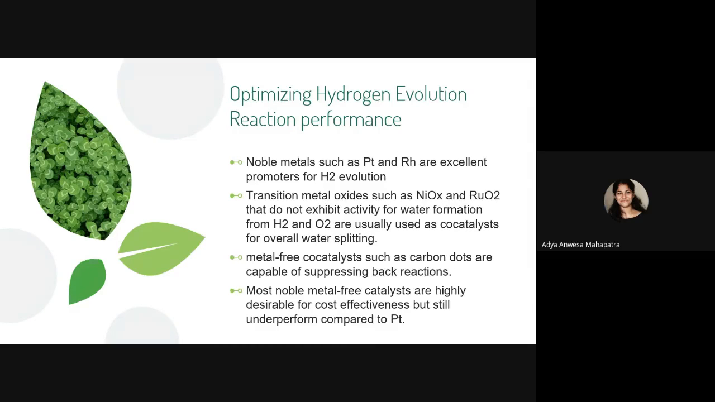The hydrogen production rate was improved by 28 times after loading molybdenum sulfide onto sodium tantalum trioxide. Other new compounds such as molybdenum carbides are also showing excellent electrocatalytic performance for hydrogen production. It has also been found that metal-free co-catalysts such as carbon dots are cost effective, but still underperformed as compared to platinum.